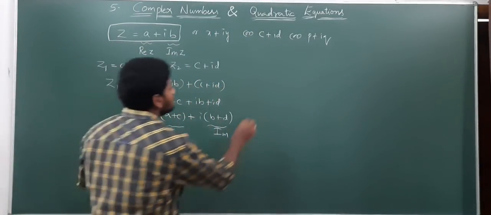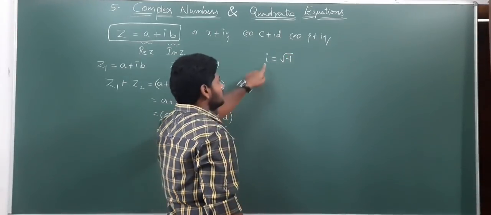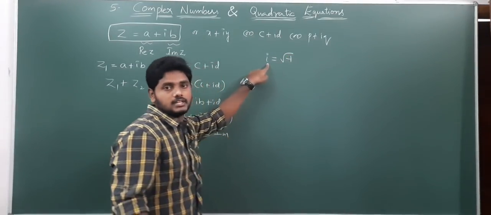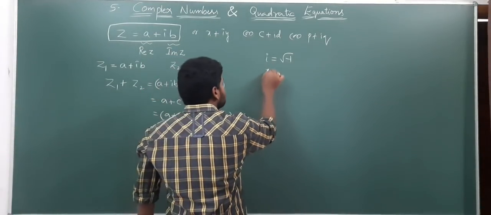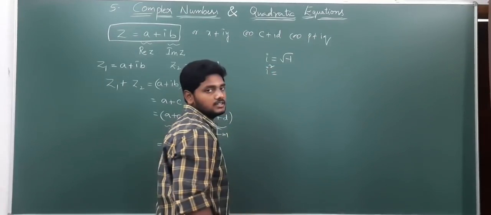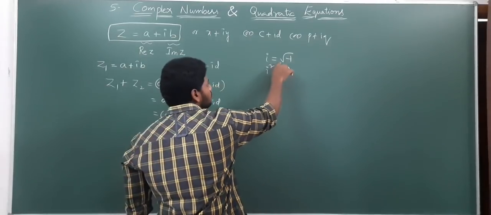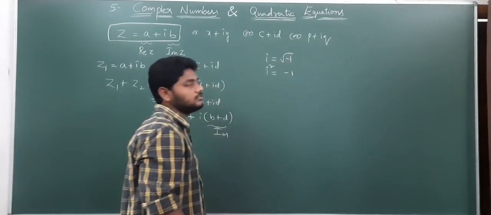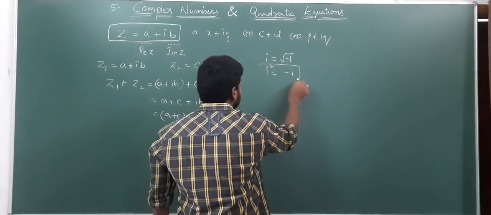See, do you remember that i value? i value is square root of minus 1. This i we can also call iota, which is a Greek word. So if i is square root of minus 1, what is the value of i square? i square is equal to minus 1. Why? Because the whole square of square root of minus 1 gives minus 1. So these two values you need to remember.